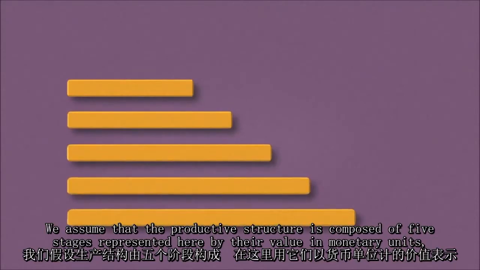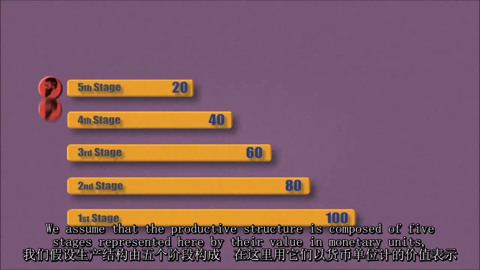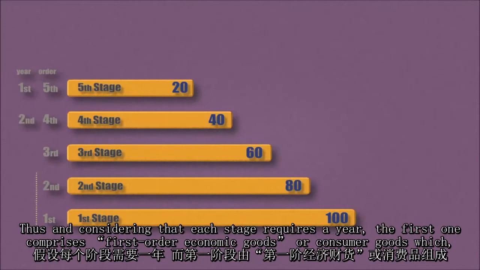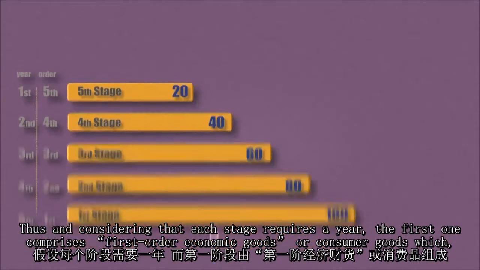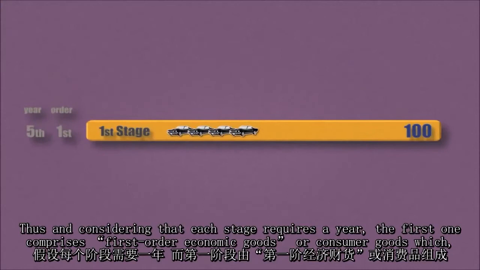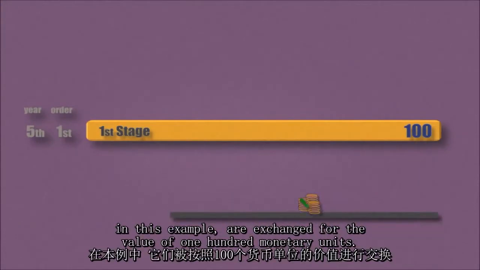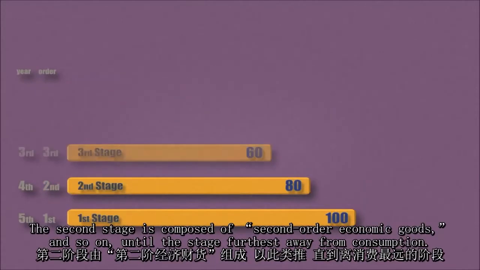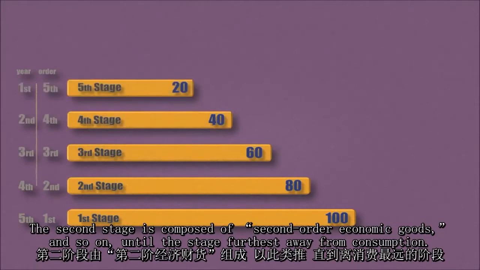We assume that the productive structure is composed of 5 stages, represented here by their value in monetary units, whose order number, in keeping with Menger's classic contribution, increases with the distance from the final stage of consumption. Thus, and considering that each stage requires a year, the first one comprises first-order economic goods, or consumer goods which, in this example, are exchanged for the value of 100 monetary units. The second stage is composed of second-order economic goods, and so on, until the stage furthest away from consumption.